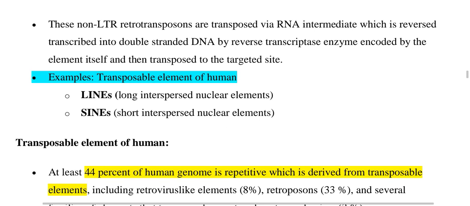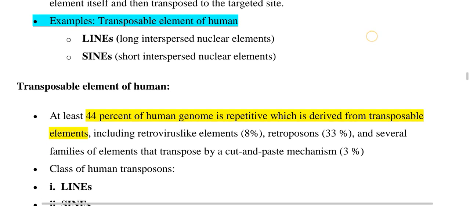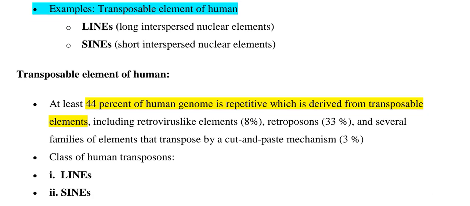These non-LTR retrotransposons are transposed by an RNA intermediate, which is reverse transcribed into double-stranded DNA by reverse transcriptase enzyme encoded by the element itself and then transposed to the target site. Transposable elements of human: LINE, long interspersed nuclear element, and SINE, short interspersed nuclear element.